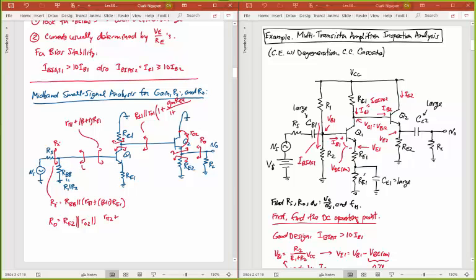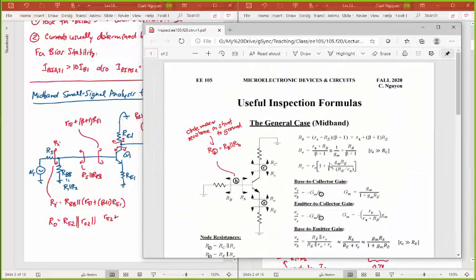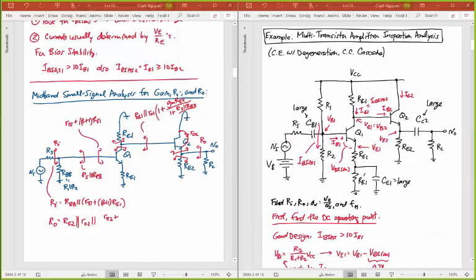If I look in that direction, what do I get? I get RS parallel with RBB, and that's what I'm going to write here. RS parallel with RBB, and then that's going to be divided, again going back to this equation, by R pi. So I'm going to take that and divide it by R pi of transistor 1. And that then becomes the resistance that I see looking down in this direction.